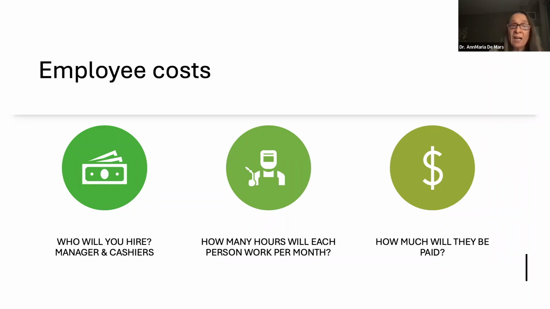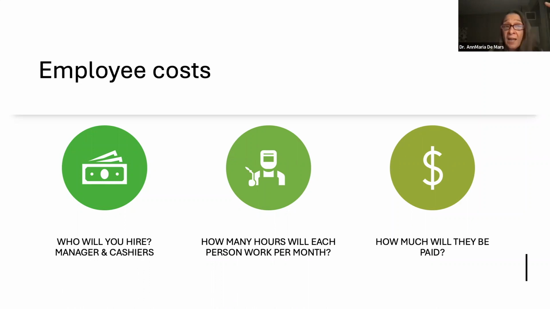So who are you going to hire? What are the job duties going to be? These are the things you decide, and you'll go back and forth, right, when you're doing a financial statement. So what we're going to do is go through these decisions, and then we're going to create our projections for how much our store is going to make.